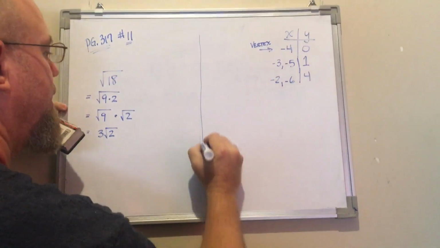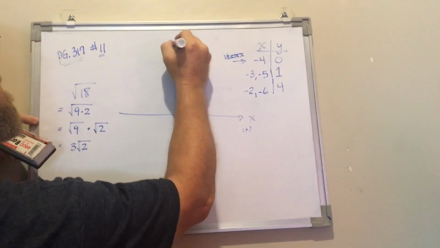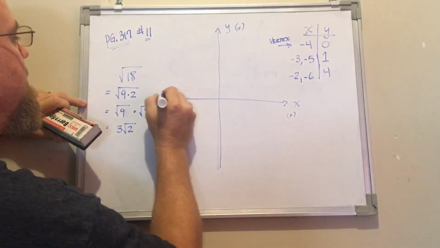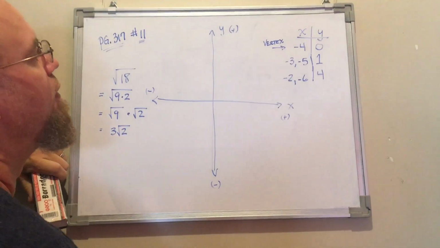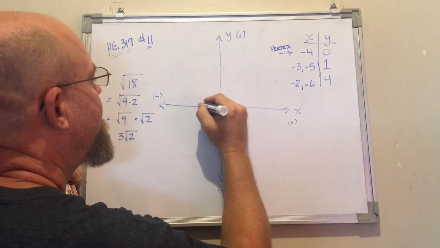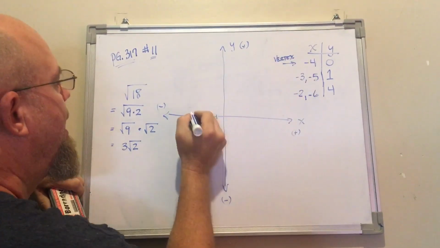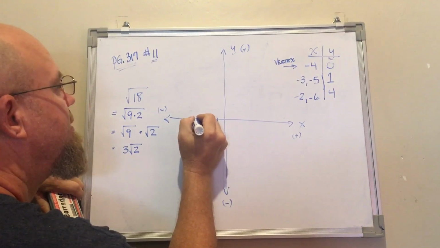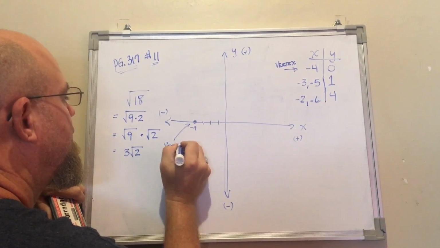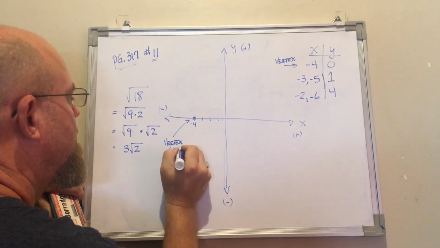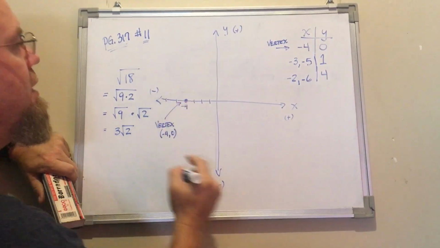All right? Running out of ink here. All right, so there's our x-axis, that's positive. There's our y-axis, which is positive. That's negative. That's negative. So our vertex is when x equals negative 4. So that's negative 1, 2, 3, negative 4. Y is 0. So that right there is our vertex. That is the point negative 4, 0. All right. So then, 1, 2. So then we look at this.